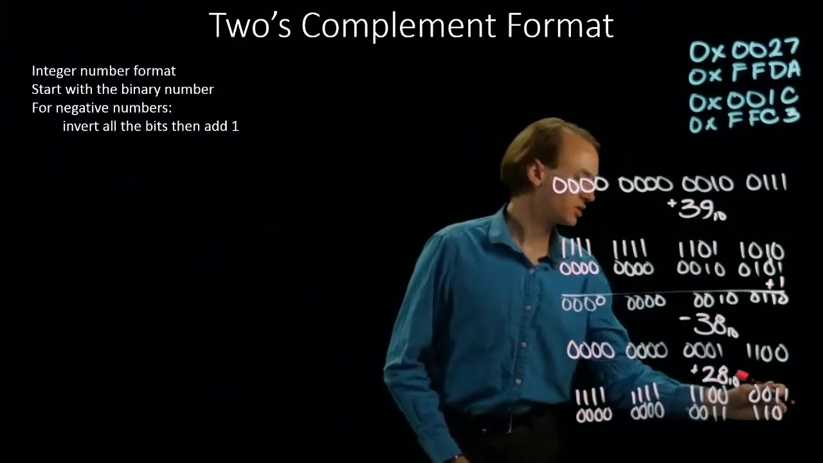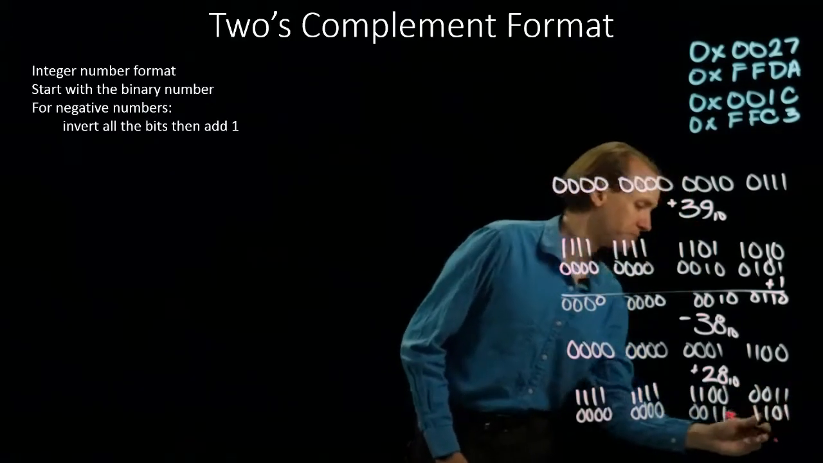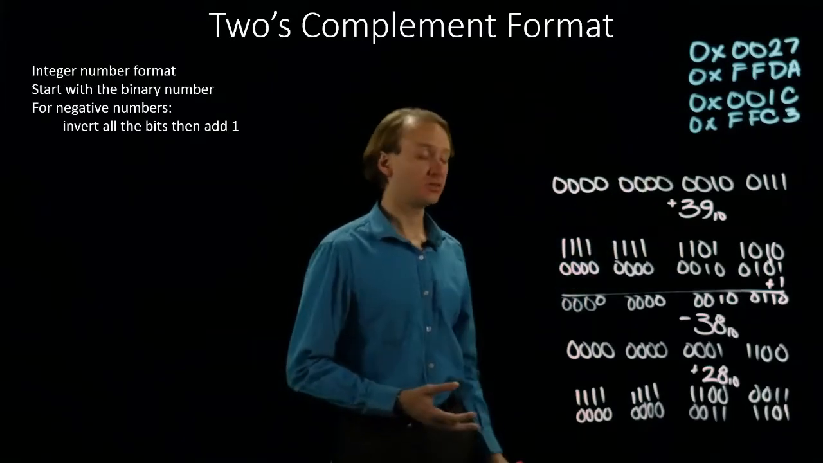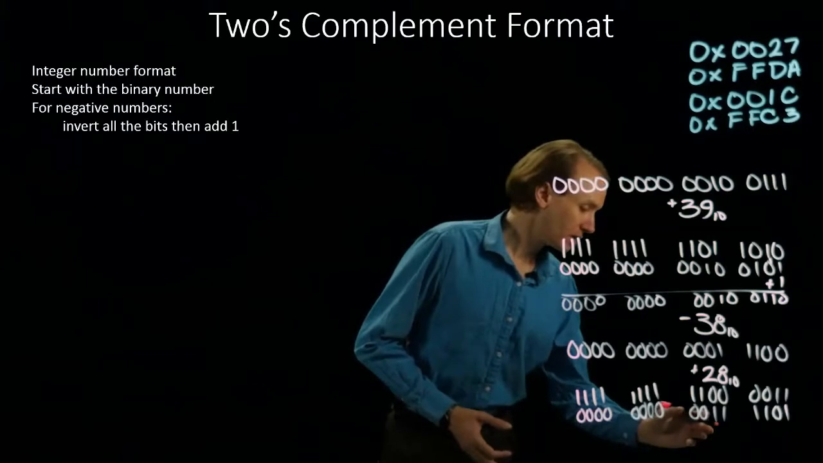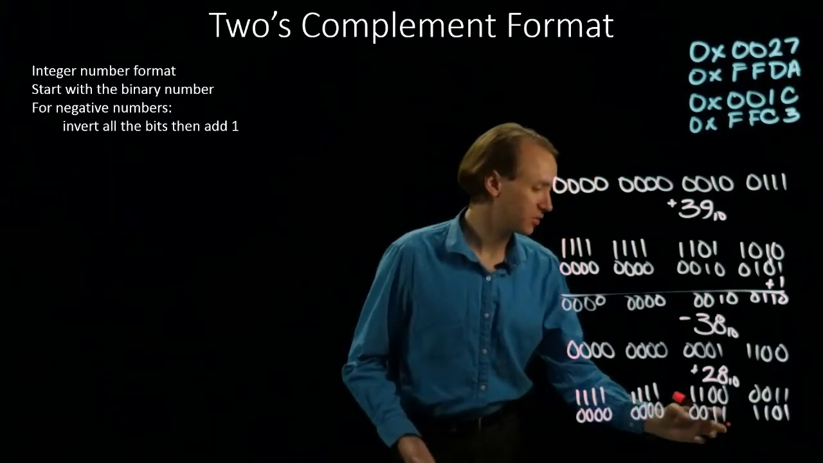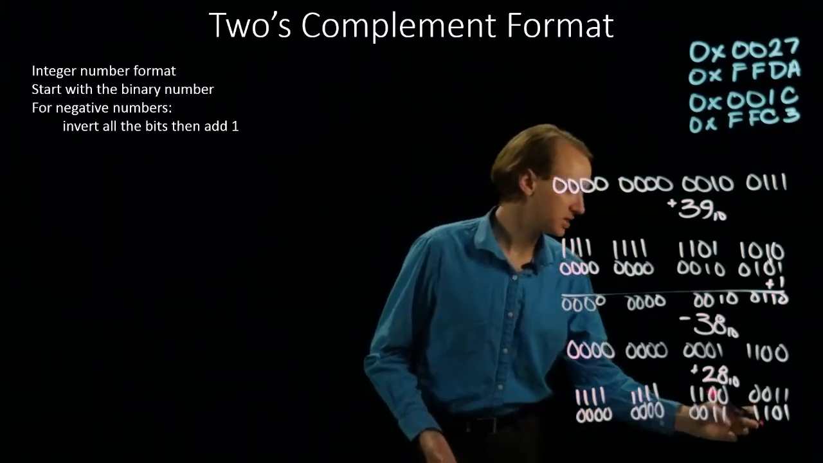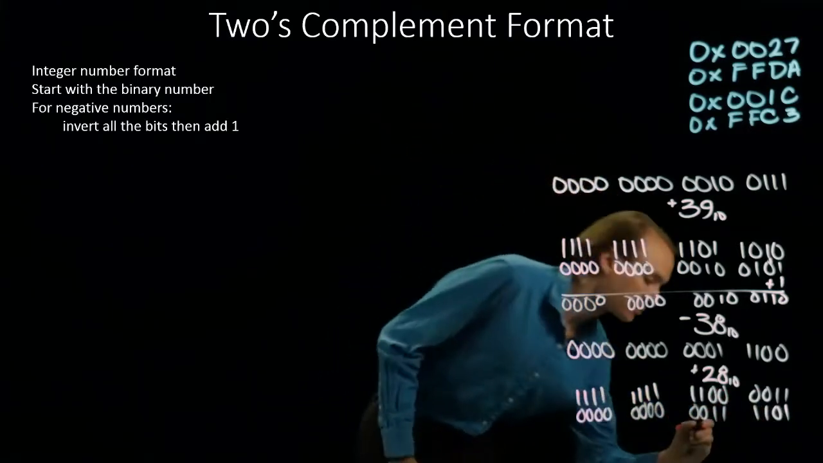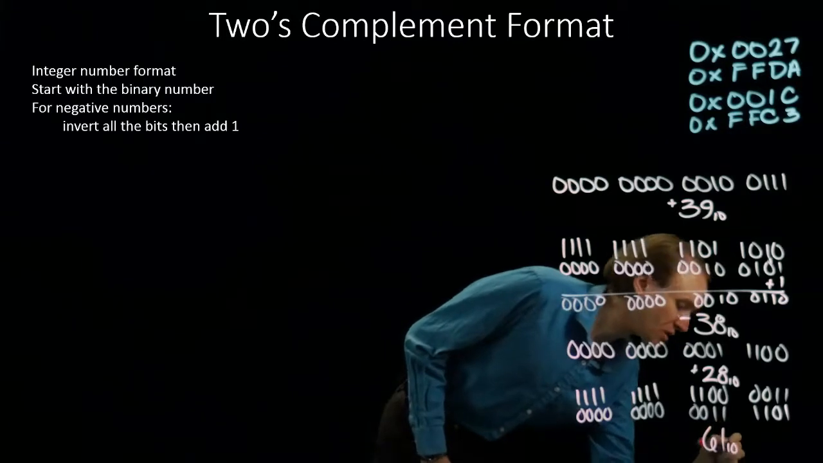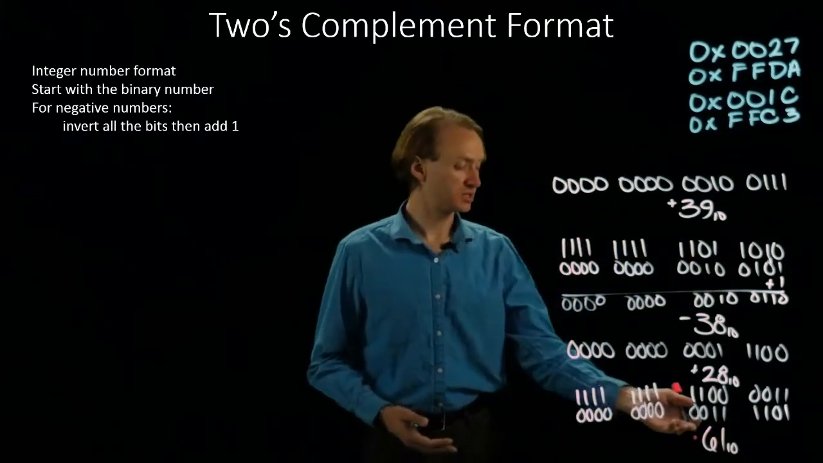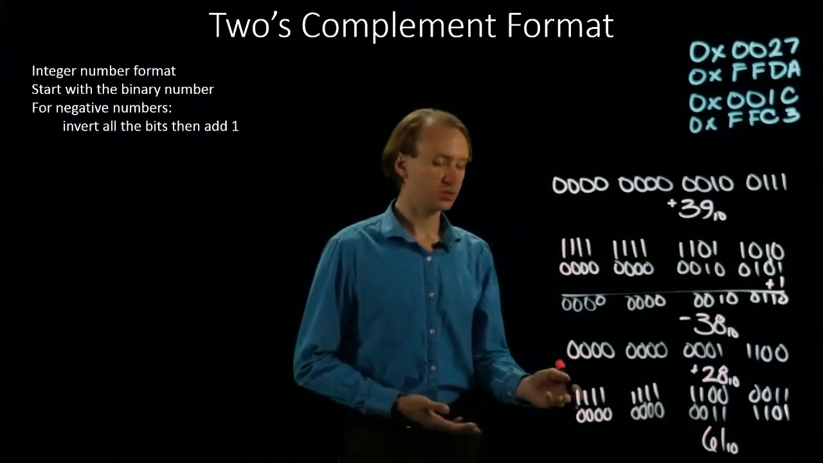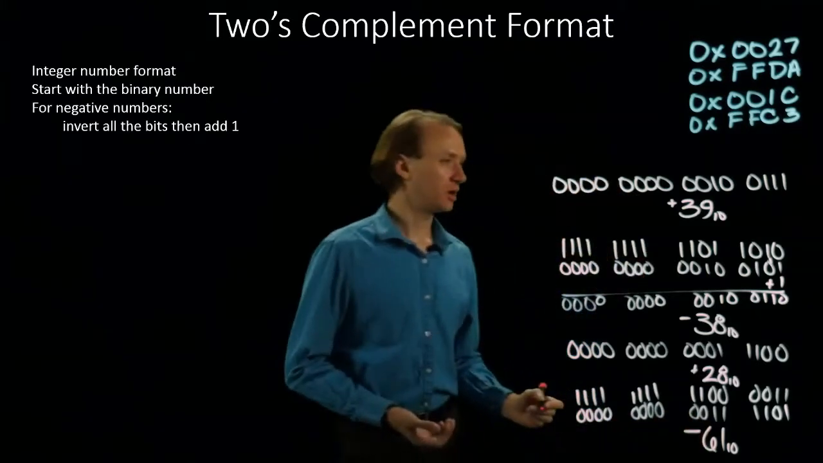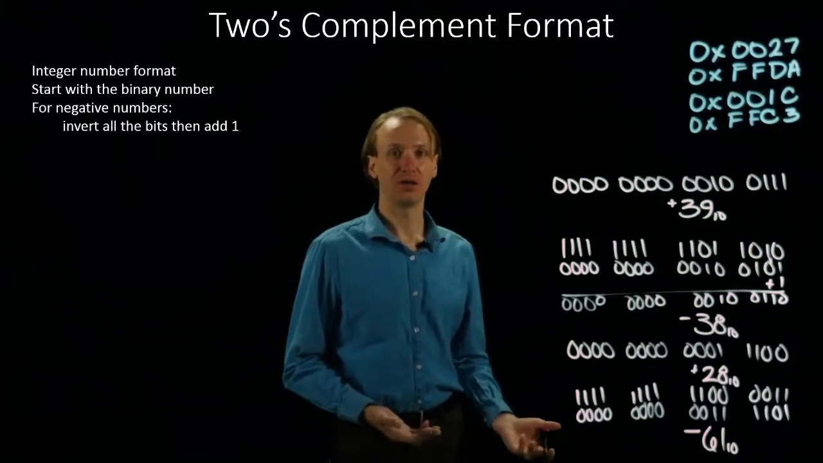So I'd have a 0 here. 0 plus 1 is 1. So there's the positive representation for FFC3. And now I've got 32 plus 16 is 48, plus 8 is 56, plus 4 is 60, plus 1 is 61. So the positive representation says that this is 61, but since I had to apply the 2's complement operation first, I actually get a negative number. So this is negative 61 in decimal.